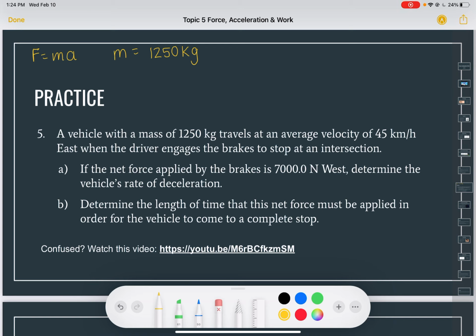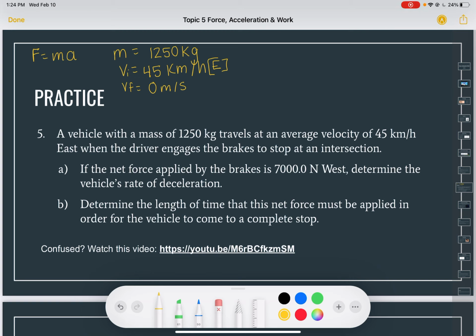Travels at an average velocity of 45 kilometers an hour east. Should probably put that part. When the driver engages the brake to stop at an intersection. Okay, so this is our, I guess, initial velocity. Our final velocity is going to be 0 because they're going to stop.